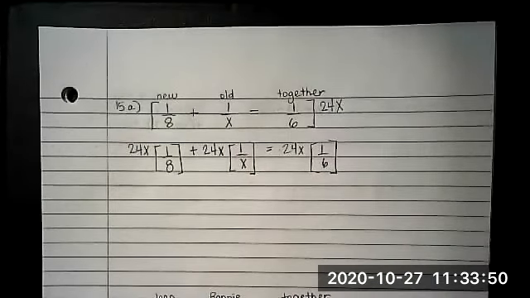Then you're going to simplify this. The x's cancel out. It looks like 24 is just left over. And then here, of course, 24 divided by 6 is 4. So this just becomes 4x.